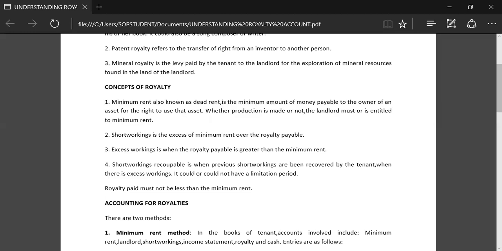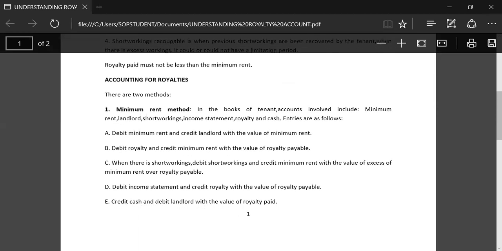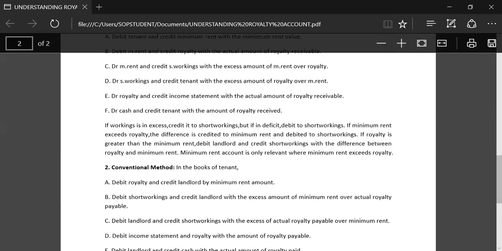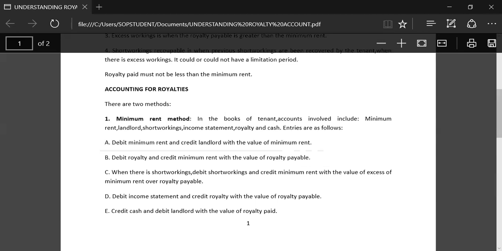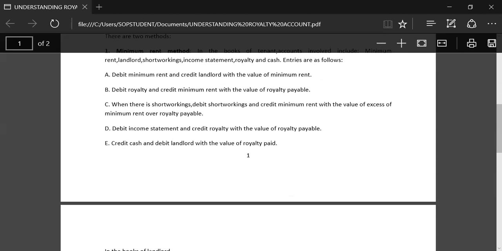Now, royalty paid must not be less than the minimum rent. The minimum rent is just the minimum amount that the landlord is entitled to. Now, what are the accounting for royalties? There are two methods. We have the minimum rent method and we have the conventional method. Whichever method, the entries of the two methods are highlighted here.